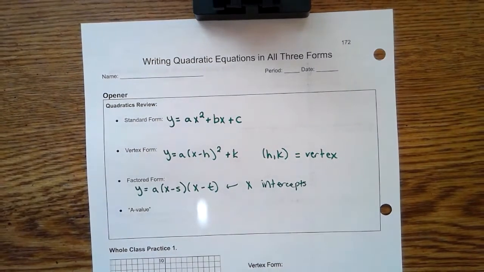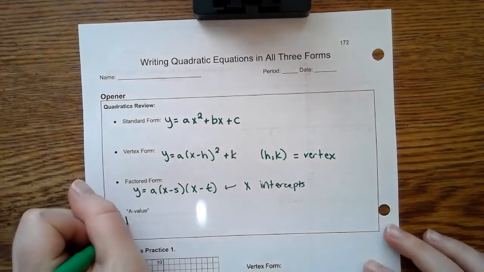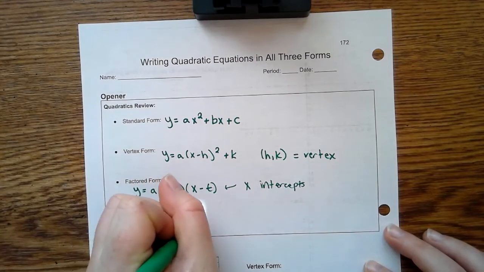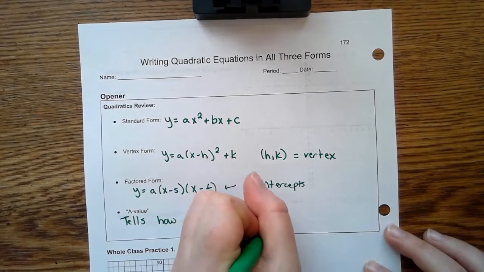Okay, and once again, let's go over this a value. So the a value is there to help you graph. It's the stretch or the shrink, depending on the value. It tells you how high to go from the vertex, to go from vertex to the next point.